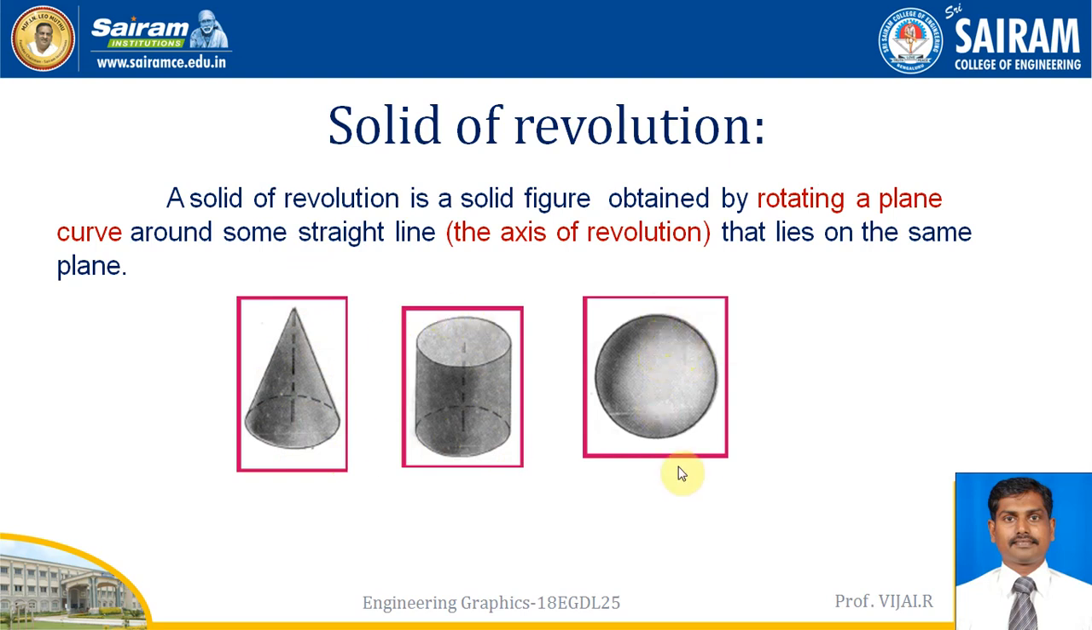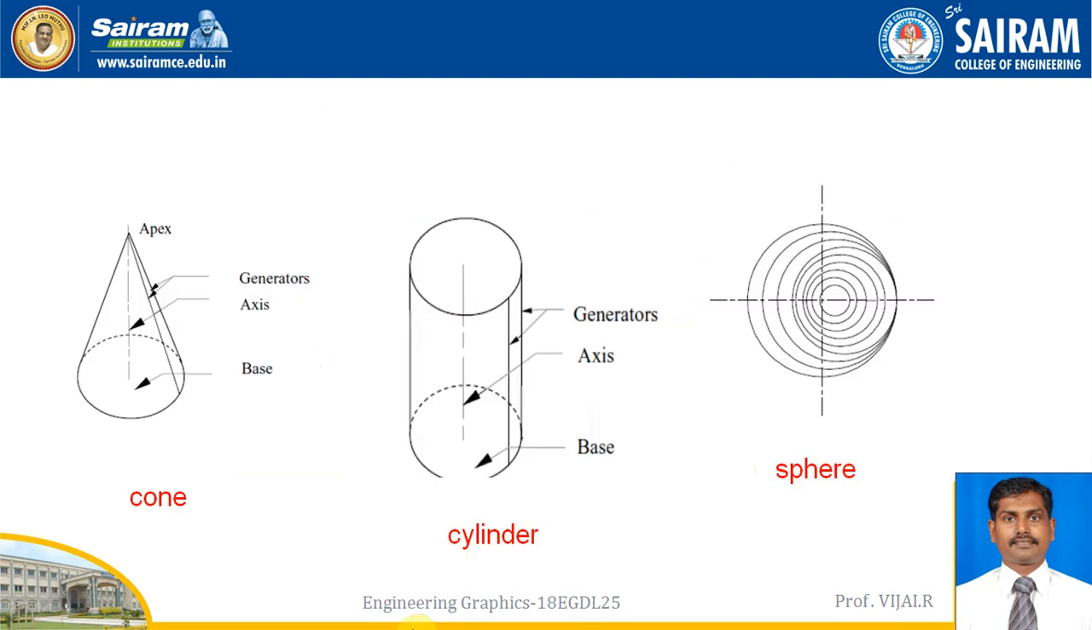Here a semicircle rotated about the axis fully 360 degrees, we can get the sphere, right? So we call it as generators. For solving the problem, the top view and the front view, when we are doing this, very important.